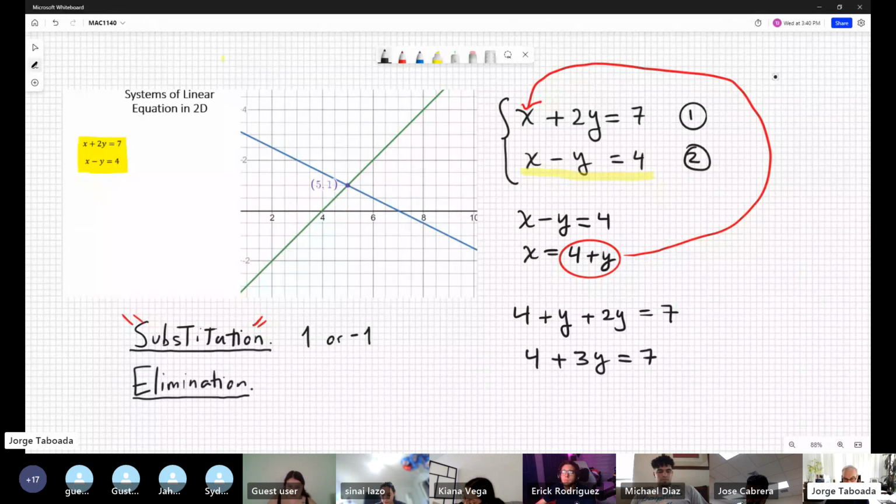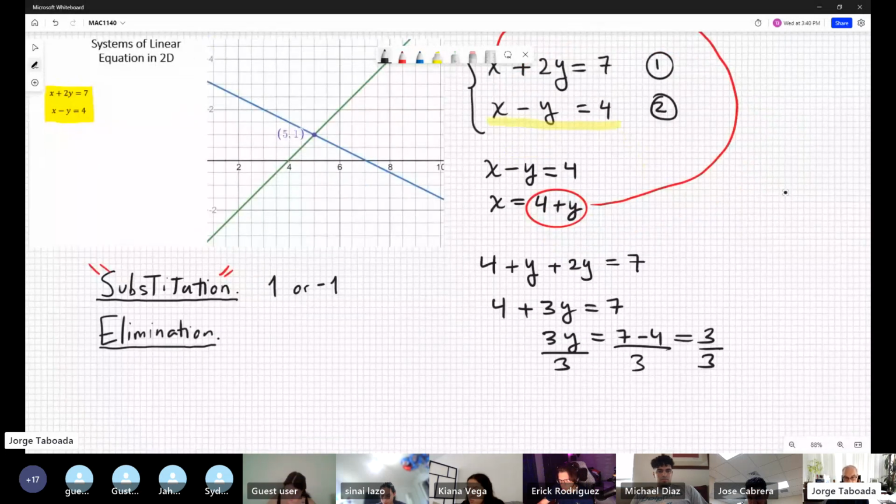Then solve for y, 3y is equal to 7 minus 4. Okay, by coincidence, is 3 also. Divided by 3 both sides. And so the y value is 1. I feel no, because the idea is to find the ordered pair to represent the solution of this.